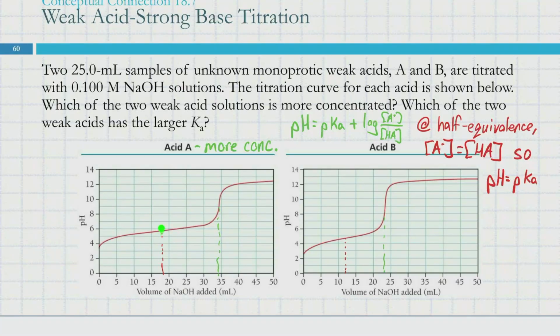And for acid A, our pKa is approximately maybe 5.7-ish is what it looks like to me. We're a little bit below 6. For acid B, our pKa is approximately 4.6-ish.